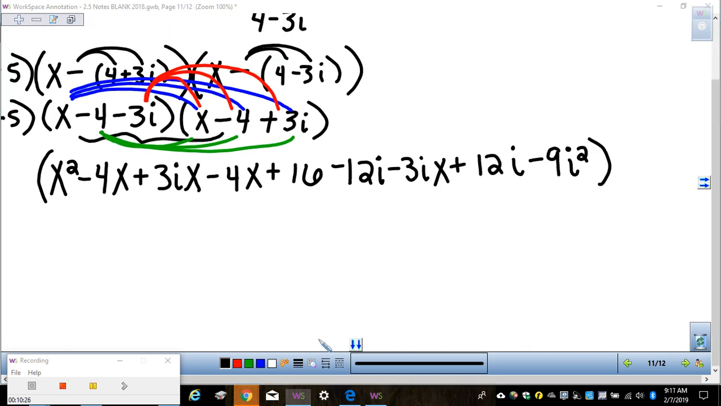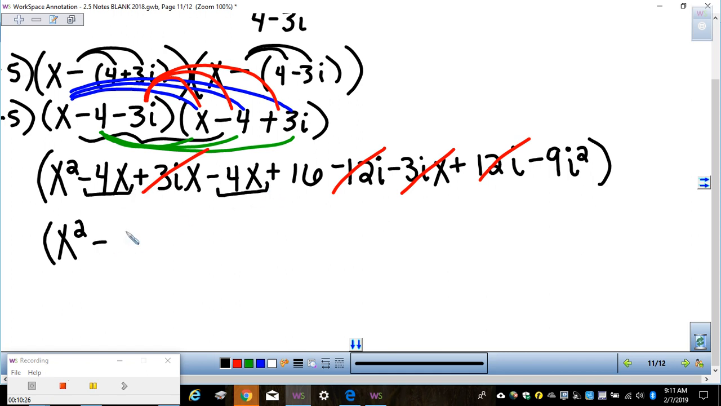All right, so let's start to go through and see if there's some like terms that we could either combine or cancel. We've got a positive 3ix and a negative 3ix. We've got a positive 12i and a negative 12i. Let's see what we have left. So we're going to keep that x squared in front. We've got negative 4x, so that's going to turn into negative 8x. And then we have a positive 16 here. At the end, i squared, we know that's negative 1. So negative 9 times negative 1 is positive 9. So we're going to do that 16 plus 9, and that's equal to 25.